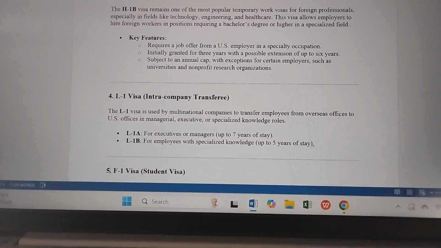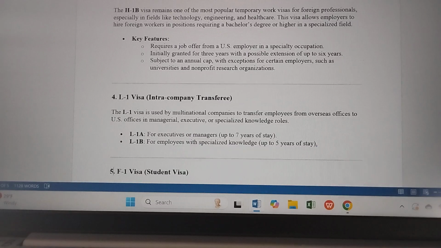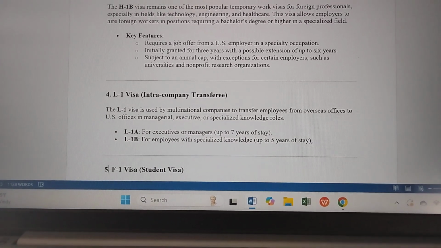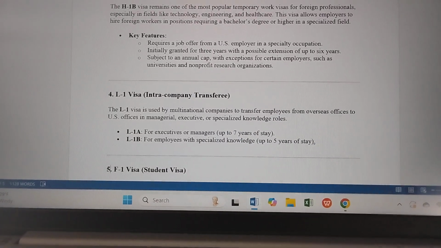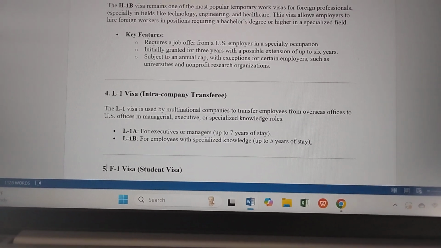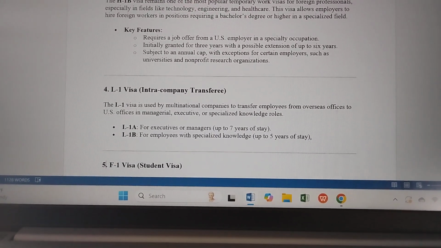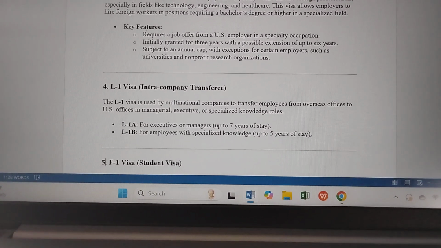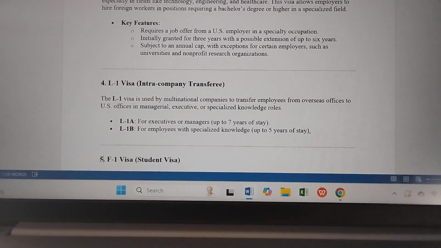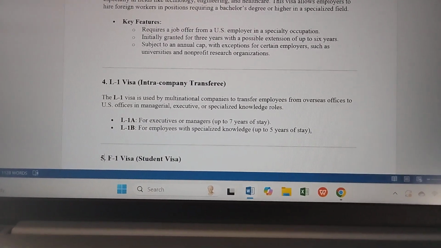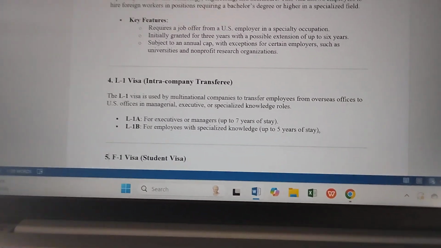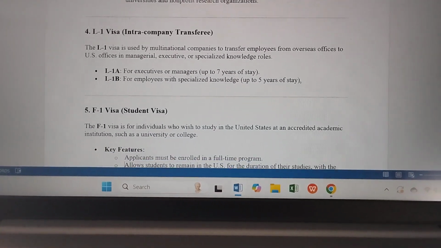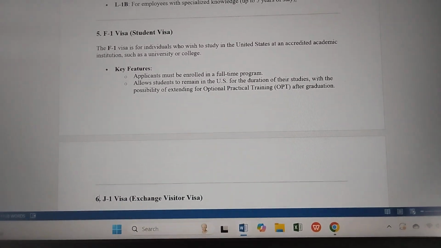L1 visa, intra-company transfer. The L1 visa is used by multinational companies to transfer employees from overseas offices to U.S. offices in managerial, executive, or specialized knowledge roles. L1A, for executives or managers, up to 7 years of stay. L1B, for employees with specialized knowledge. And at L1B, you are given up to 5 years of stay while you are working.